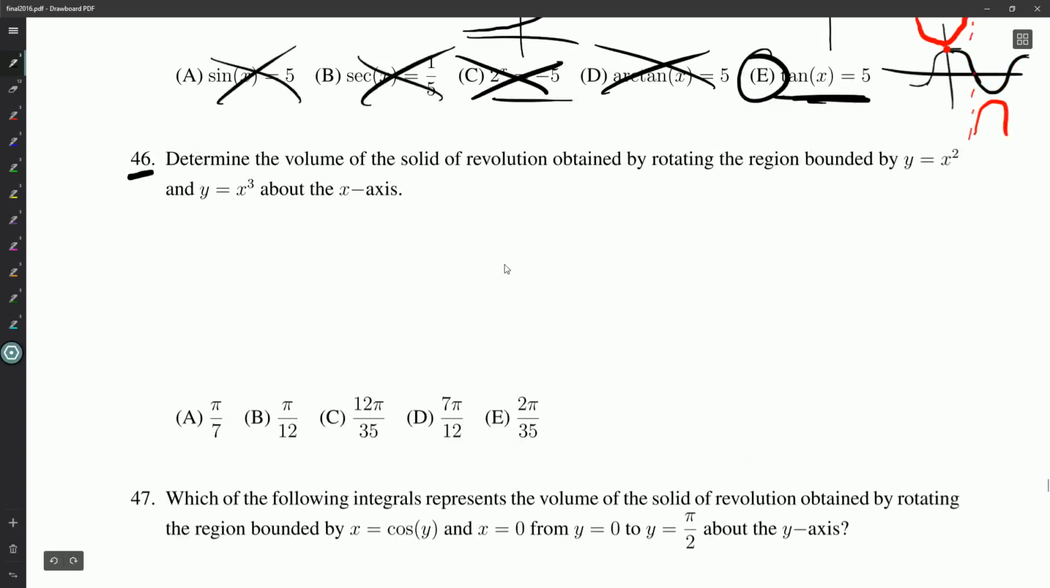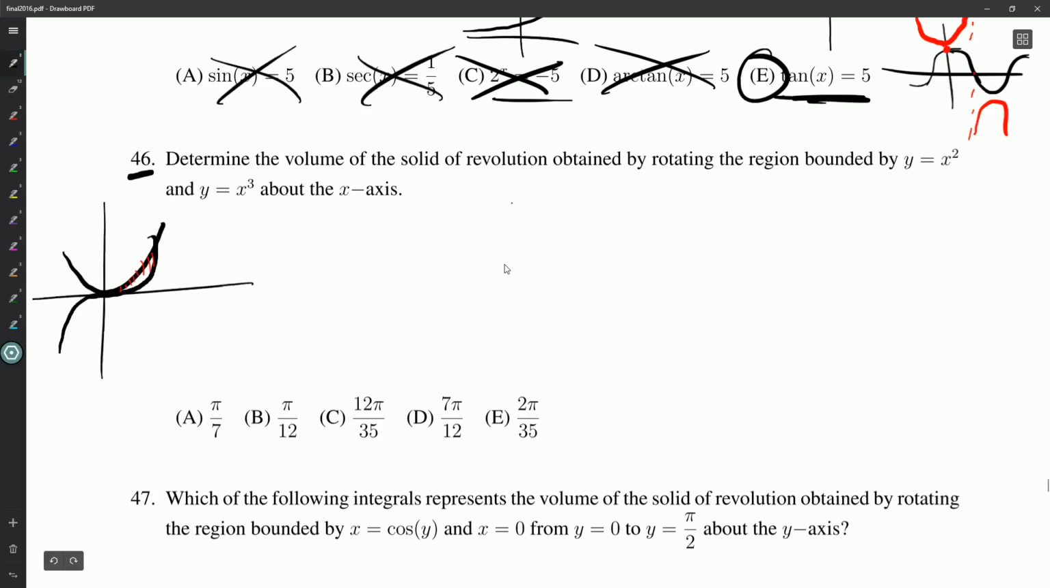46. Determine the volume of the solid of revolution obtained by rotating the region bound by y equals x squared and y equals x cubed about the x-axis. I think we've even done this one in class. Let's draw a quick sketch. So that's x squared. X cubed will actually be a little less than that. So we want sort of this area here.